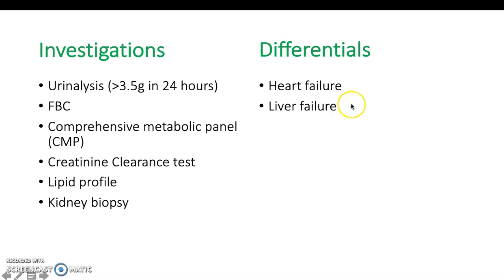So main differentials are heart failure and liver failure. This is mainly due to the most prominent symptom of nephrotic syndrome being edema. So heart failure, to try and distinguish this from nephrotic syndrome, you'd look for cardiomegaly, raised JVP and heart murmurs and things like that. Whereas liver failure, you'd be looking for jaundice, caput medusae, pruritus, enlarged spleen, spider nevi, bruising, and abnormal LFTs as well.